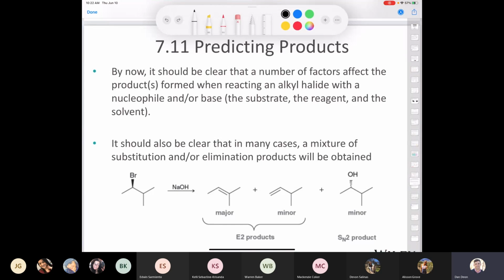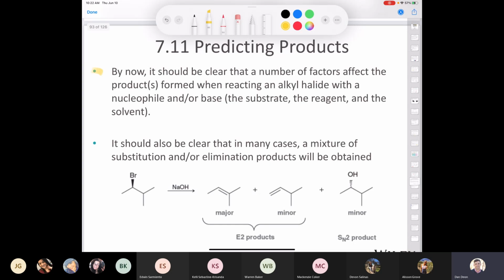All right. Section 7.11 deals with predicting the products. We've looked at a lot of reactions in chapter 7 up to this point. We've looked at SN2, E2 reactions, SN1, E1 reactions. We looked at those elimination reactions. We could form a Zaitsev product, a Hofmann product. We can get E and Z alkenes. We can get inversion of configuration. We can get racemic mixtures. And so these are things that we have to take into account when we're predicting products.